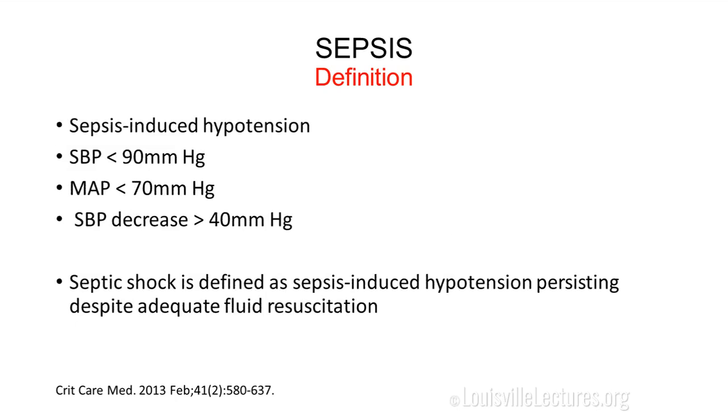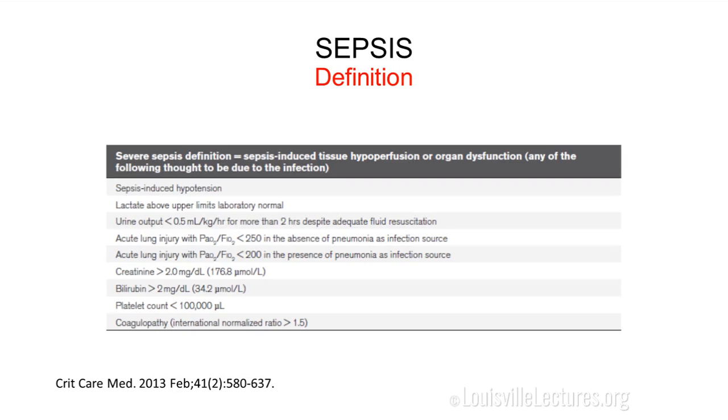And what is sepsis-induced hypotension? So it's sepsis plus a systolic blood pressure less than 90, mean arterial pressure less than 70, or systolic blood pressure decrease more than 40. So septic shock is defined as sepsis-induced hypotension persisting despite adequate fluid resuscitation. And then you have severe sepsis, which is sepsis plus organ dysfunction.